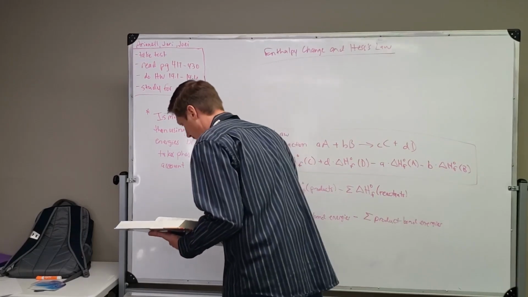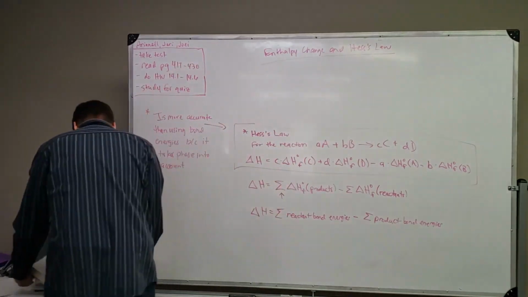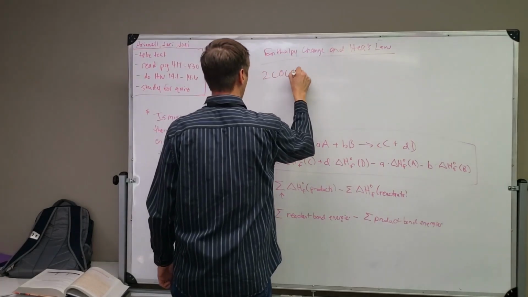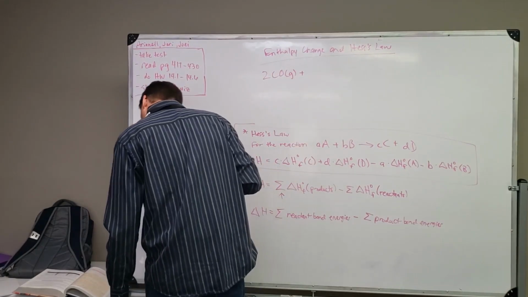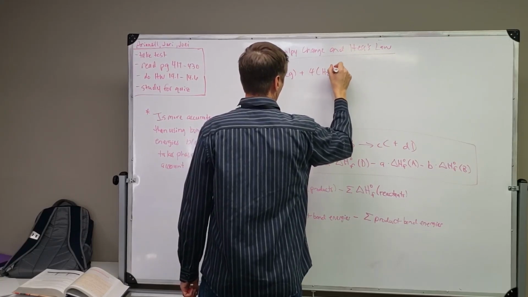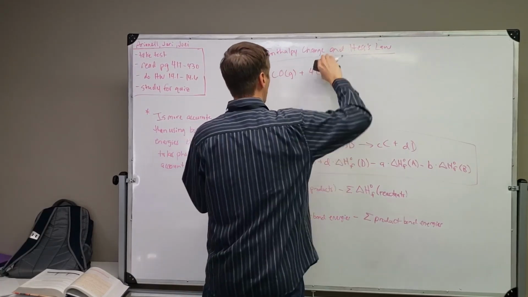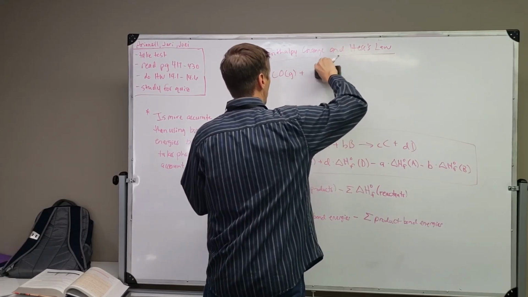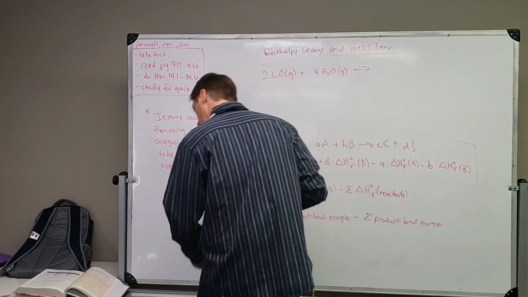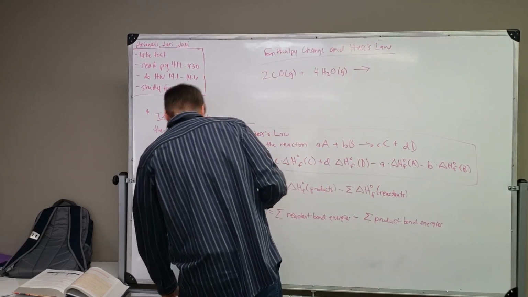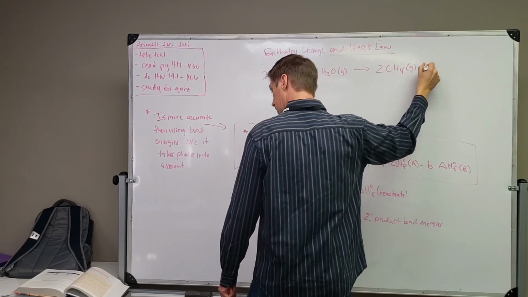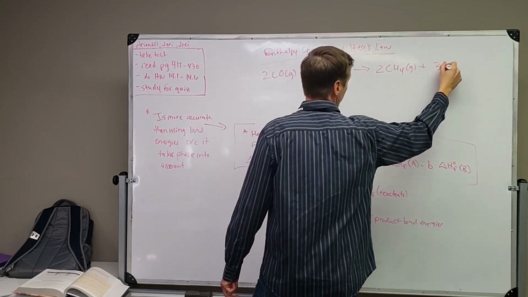All right. So it's 2CO as a gas plus 4H2O as a gas yields 2CH4 as a gas plus 3O2 as a gas.